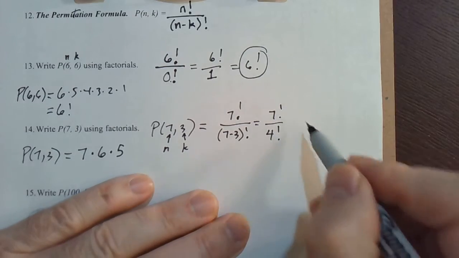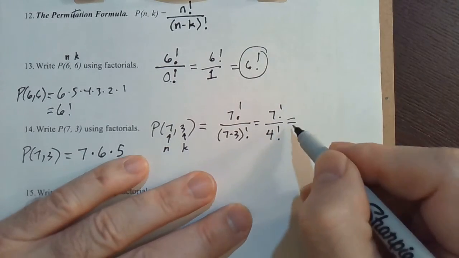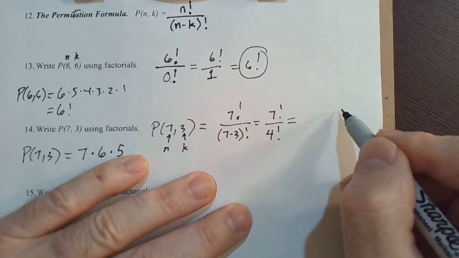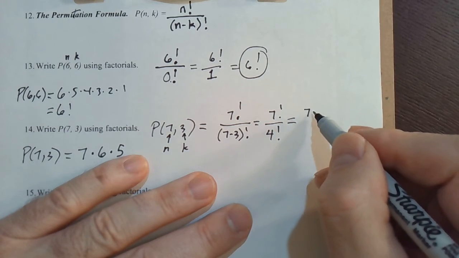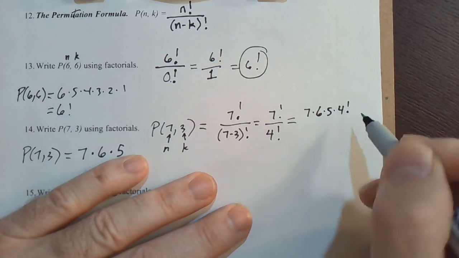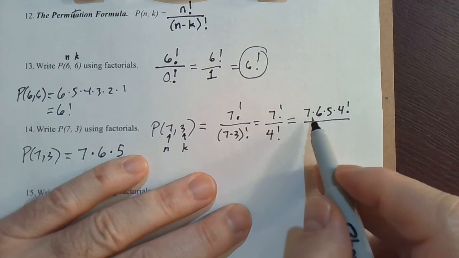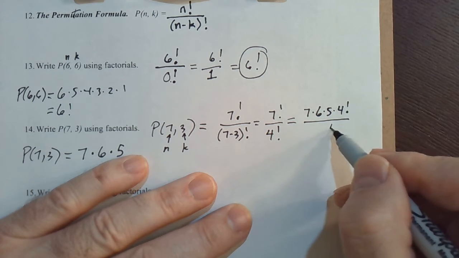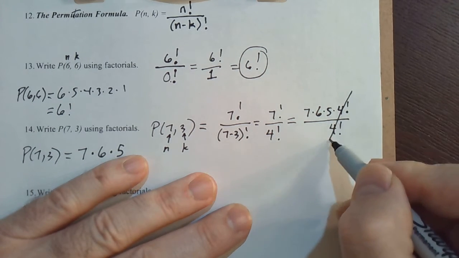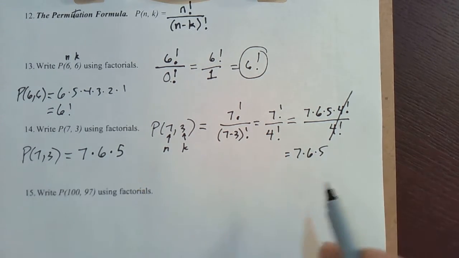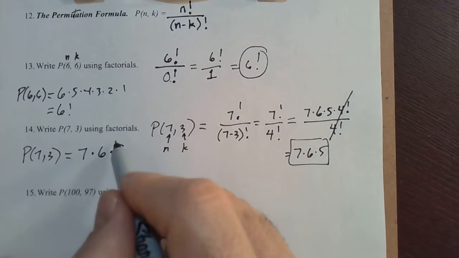So what's this equal to? Well, the 4 factorial cancels out, so we're only going to get 7, 6, 5. So 7, 6, 5 multiplied together, and then I'll write 4 factorial just so I can cancel it. This is 7, 6, 5, 4, 3, 2, 1 over 4 factorial, that cancels. 7 times 6 times 5. Same answer.